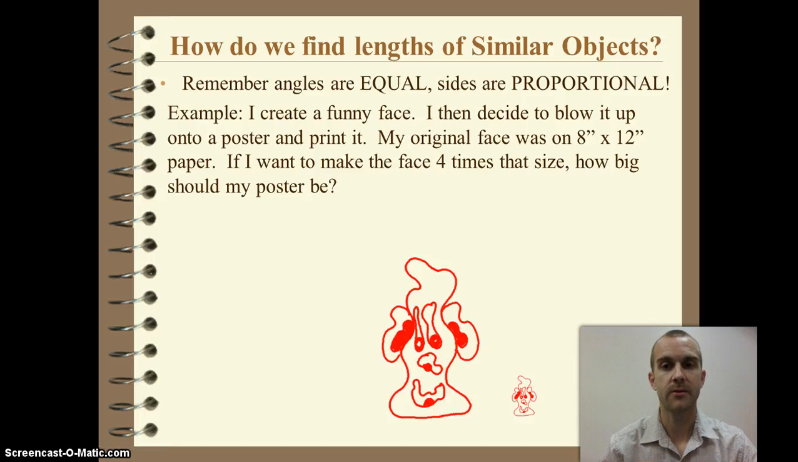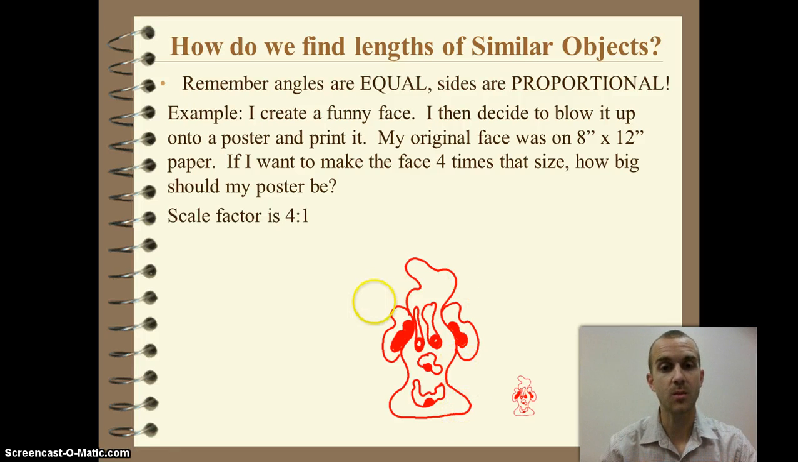So how do we go about finding lengths of similar objects? Well, it's using that aspect of being proportional. So say I have these two faces here. I decide I want to blow up this funny face I've made and print it. My original down here would be the 8 by 12 inches. And I want to make it 4 times that size. So my scale factor would have to be a 4 to 1 ratio.